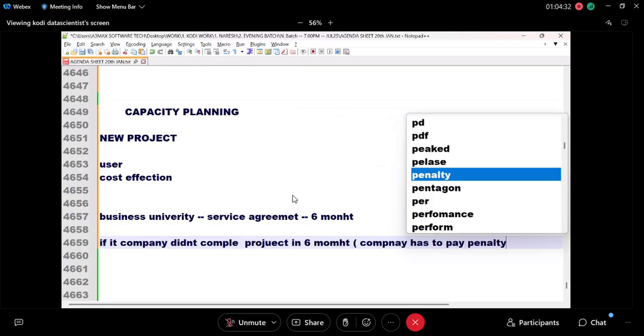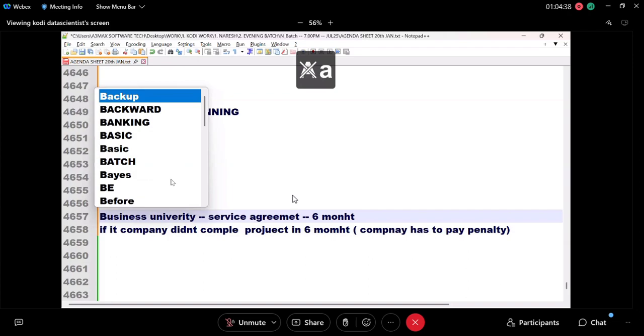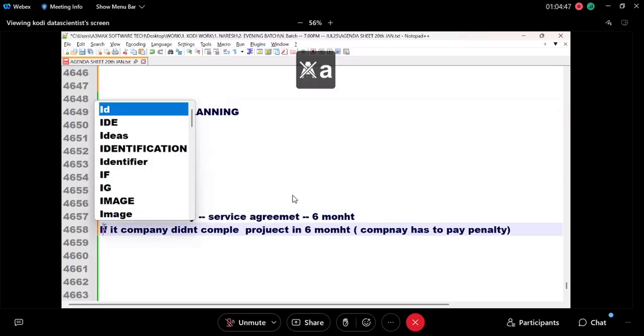What is penalty? Did you understand what a penalty is, guys? You take a home loan, and every month the EMI has to be paid on time, or not? If you don't pay, you have to pay a penalty, guys. Why can't everyone open a company?